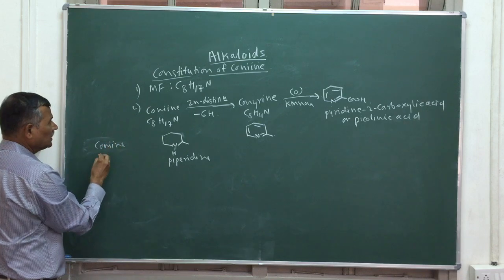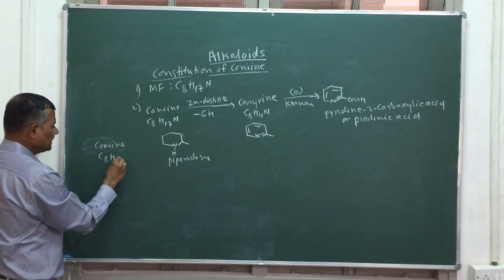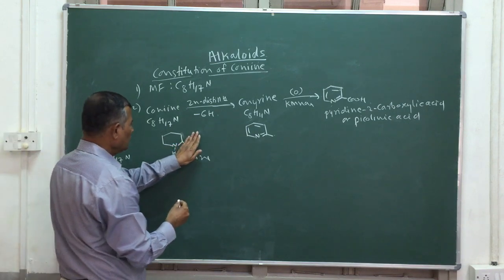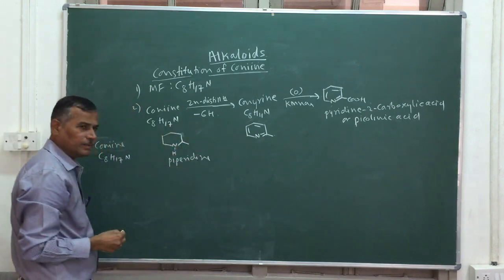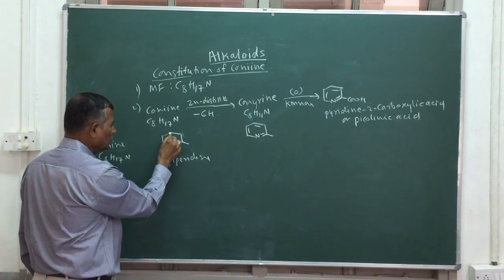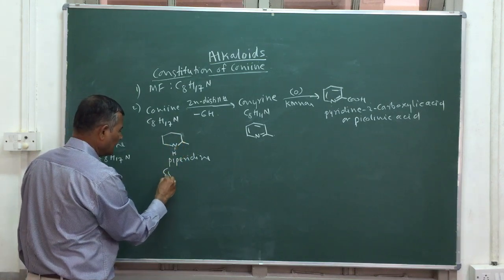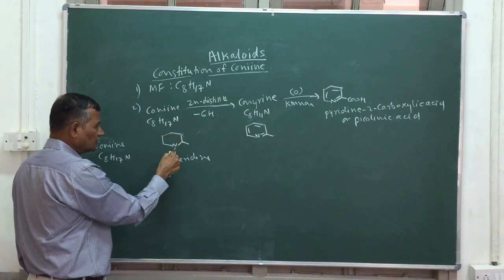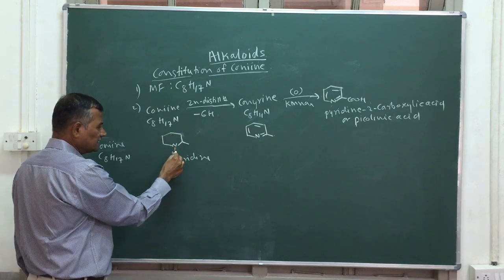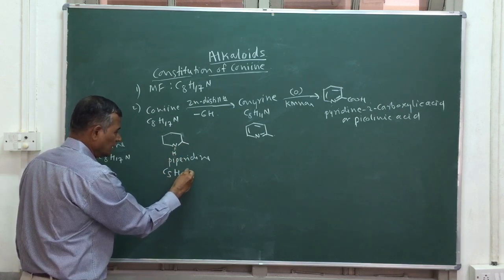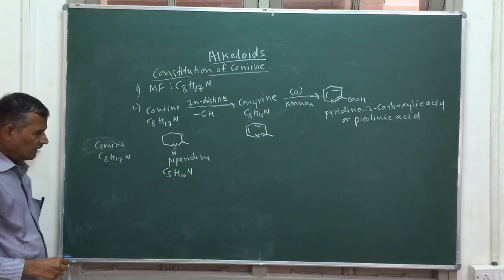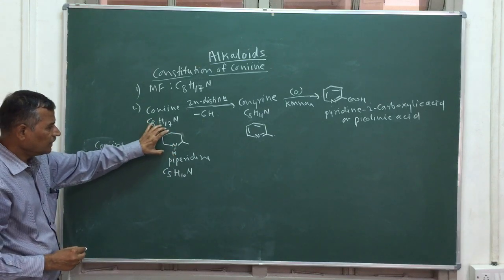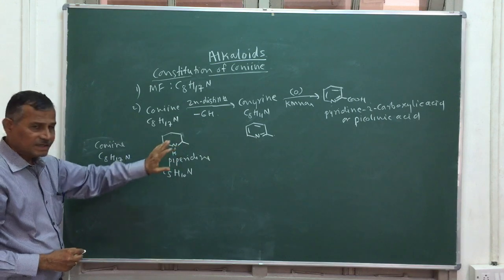Coniine. So the molecular formula of coniine is C8H17N. Then what is the molecular formula of this piperidine nucleus? See 1, 2, 3, 4, 5, so there are 5 carbon atoms. And how many hydrogens? 2, 2, 2, 2, so 8 hydrogens, and here 9 and 10. So 10 hydrogens and 1 nitrogen atom. So this is the molecular formula of this piperidine nucleus with the side chain at the second position.